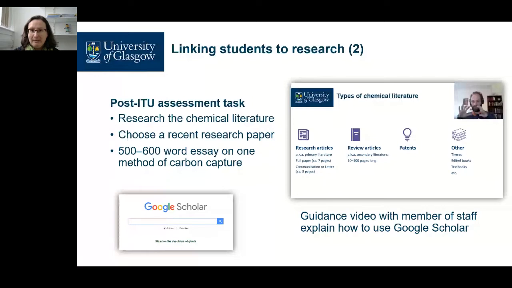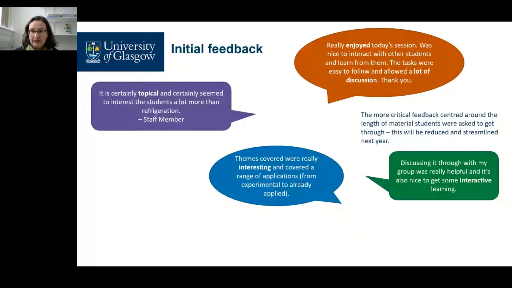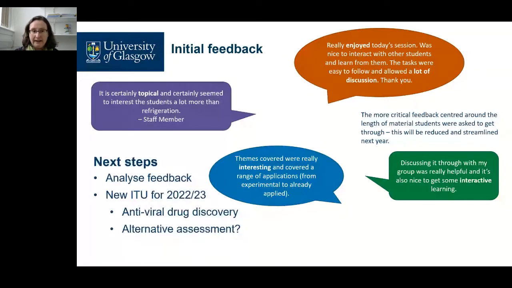So we only have initial feedback at the moment. It's very positive. Staff and students thought it was a good session. And at the moment, our next step is to analyse. We've collected some data from the students. We want to analyse that and compare it to the data from 2 years ago before we made all these changes.